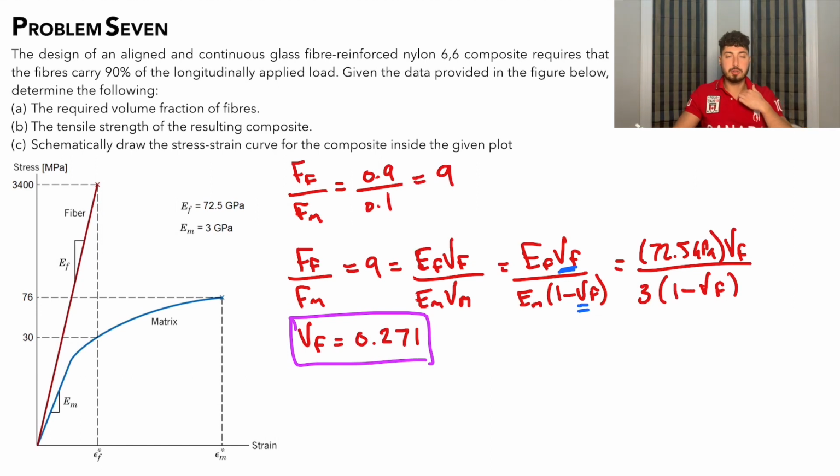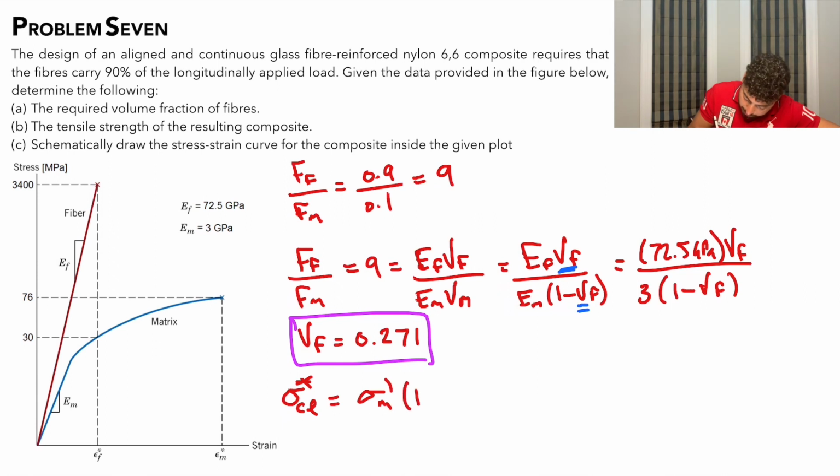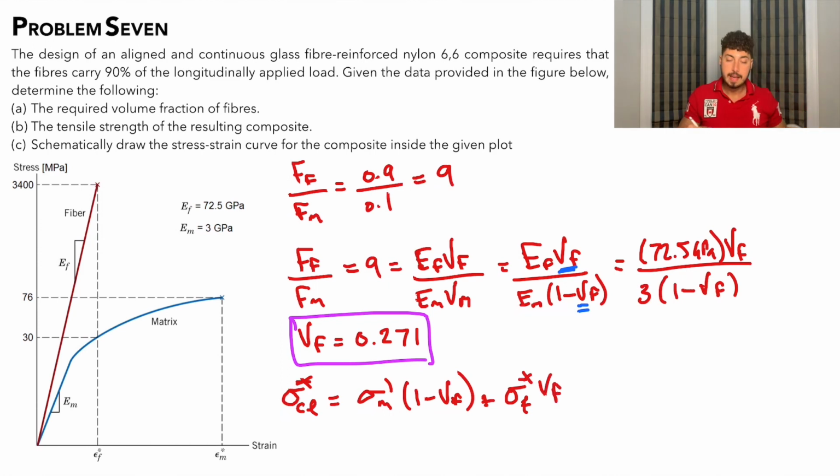Now part B says the tensile strength of the resulting composite. So let's write down our tensile strength equation for a composite that's loaded in the longitudinal direction. So our stress of the composite loaded in the longitudinal direction is equal to sigma m prime times 1 minus the volume fraction of the fibers plus our stress star of the fibers times the volume fraction of the fibers. Now let's look at our graph and determine what these parameters are. So up here, this is our sigma star F. And if we follow that all the way down to the point of intersection of our matrix material, that's going to be our sigma m prime. And that's all we need.